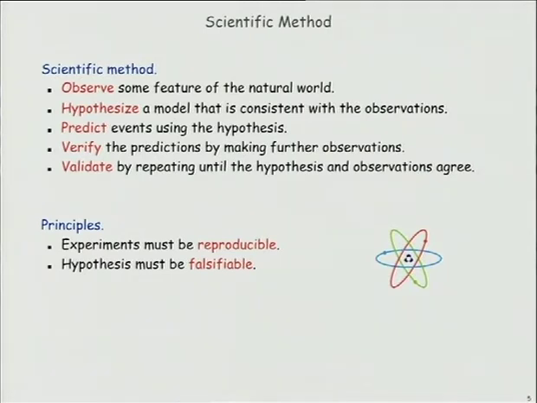Thereafter, you would predict using this hypothesis. In a sense, you could design experiments using this hypothesis, and then you can verify the predictions by making further observations. If your hypothesis is predicting something, you can verify that by actually making the observation. Then, as good scientists, you will validate that at the end by repeating things, making a better hypothesis, and seeing if there are cases where the things agree or disagree.